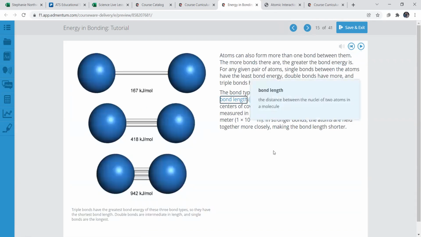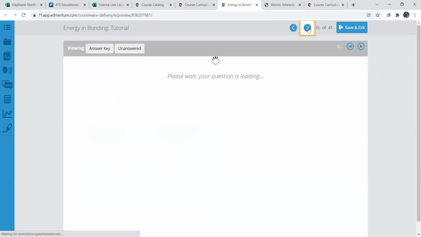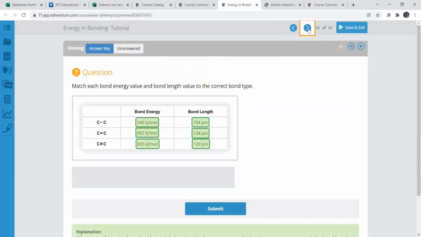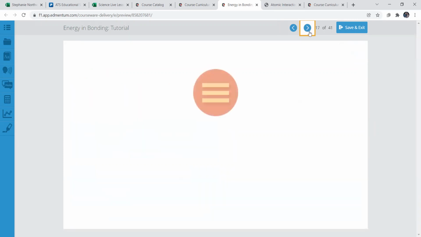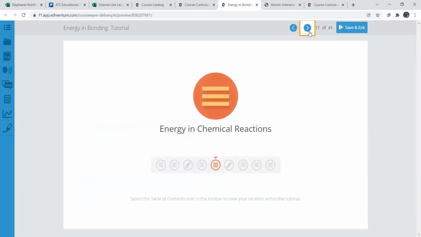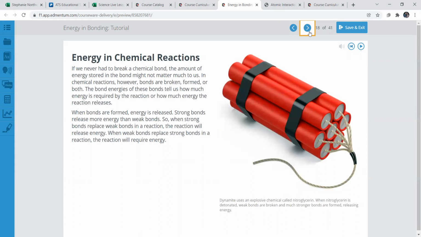Bond length, distance between the nuclei of 2 atoms in a molecule. Okay, let's see what's next. Energy and chemical reactions. This just kind of talks about energy and chemical reactions here. It kind of goes over, let's see, just a couple examples.